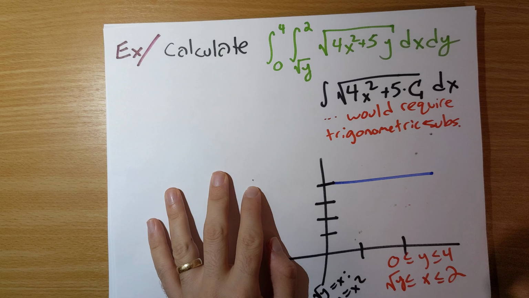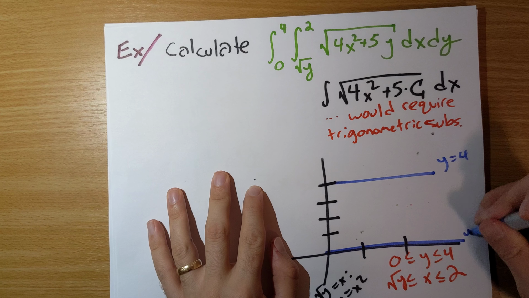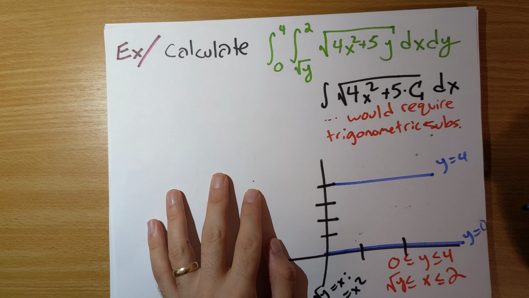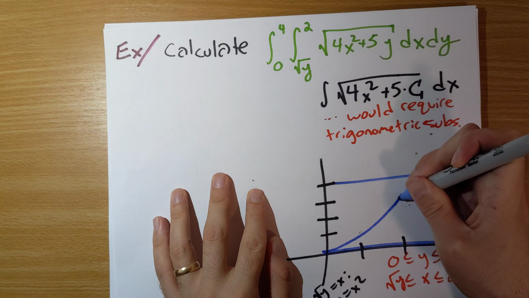So here is y is equal to 4. Here is y is equal to 0. We need y is equal to x squared.